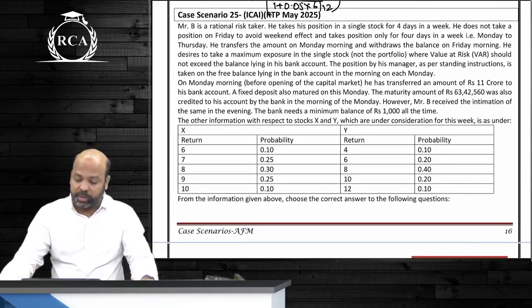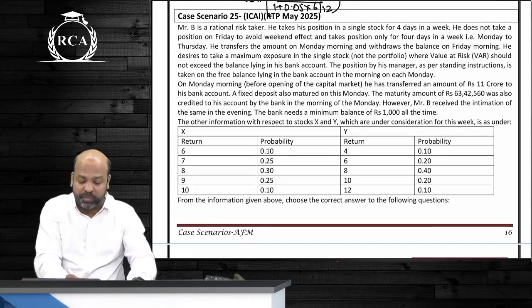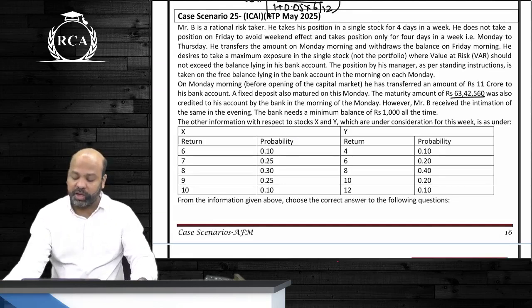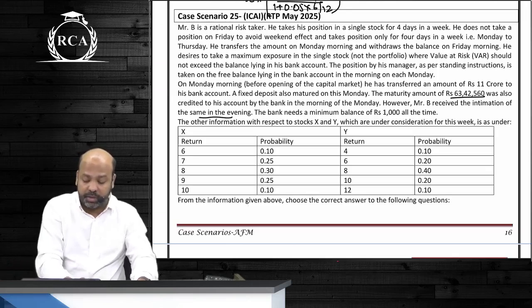Next, the position by his manager, as per standing instructions, is taken on the free balance lying in the bank account in the morning on each Monday. Standing instructions दिया हुआ है that you have to transfer the entire amount. On Monday morning, he has transferred 11 crores to his bank account. A fixed deposit also matured. Maturity amount was 63,42,560. However, Mr. B received the intimation of the same in the evening.